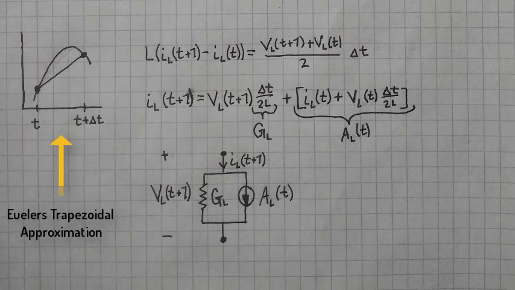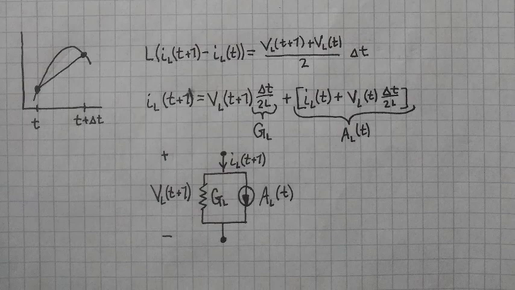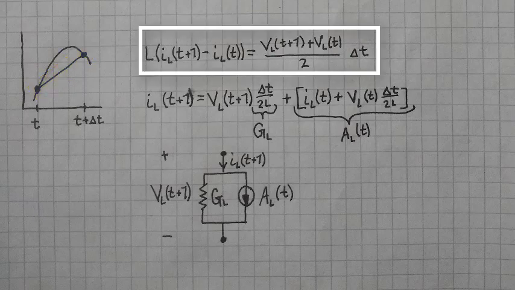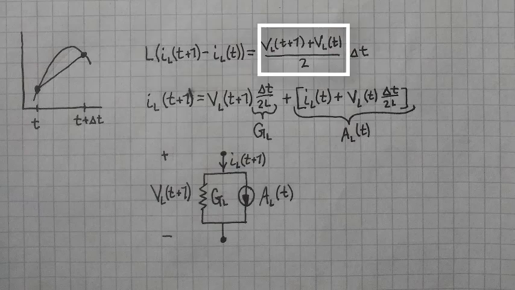We can evaluate this using Euler's trapezoidal approximation. To do this, we would assume that the average value under the curve is the average between the first and last point of measurement on the curve, or the average between the value at t and the value at t plus delta t. This approximation gives us the equation L times I of L of t plus 1 minus I of L of t equals VL of t plus 1 plus VL of t over 2 times delta t, where VL of t plus 1 plus VL of t over 2 is the average of the curve's value over the distance delta t.